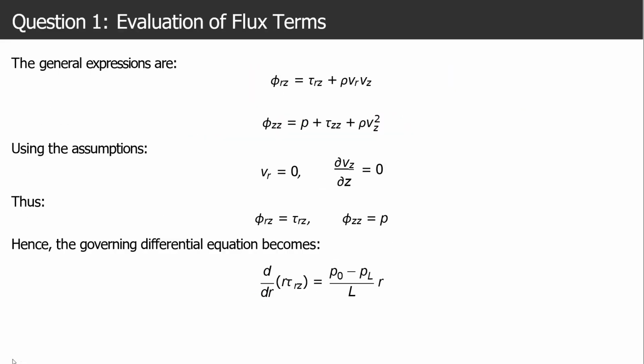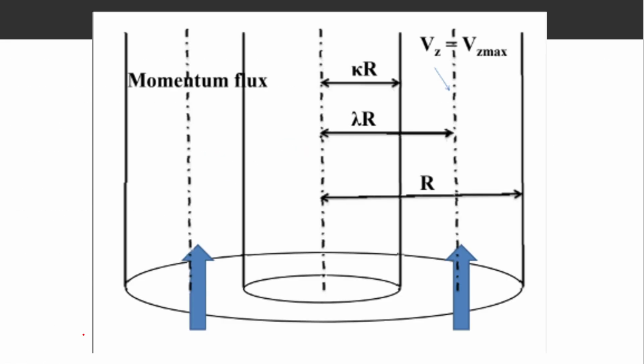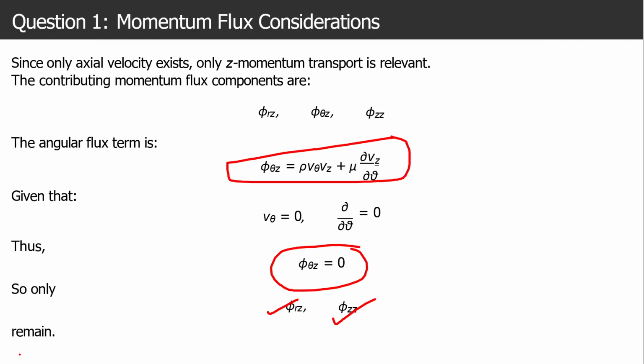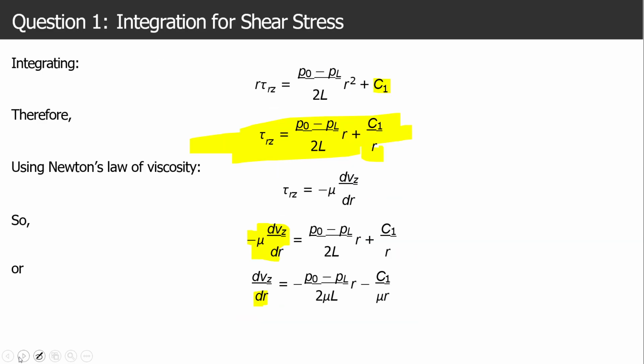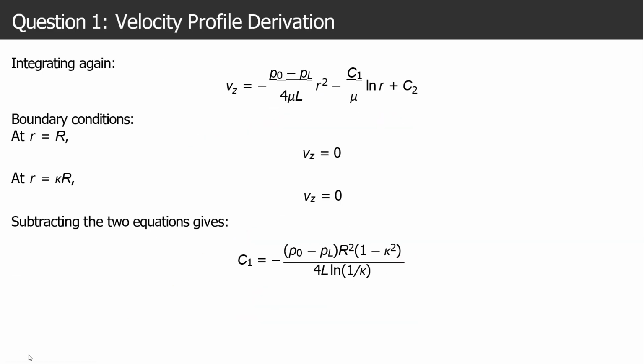And as we can see here in this figure, at this surface and at this surface, there will be the no slip boundary condition. So due to the no slip boundary condition, the velocity here will be zero. So the velocity will be zero here for R and KR at both the terms. So Vz will be zero there.